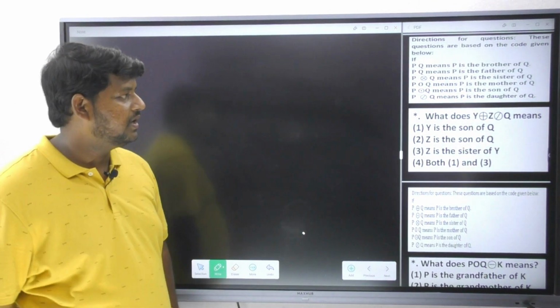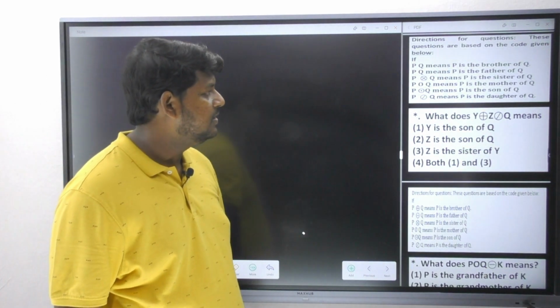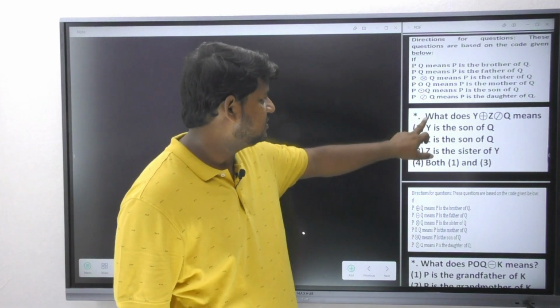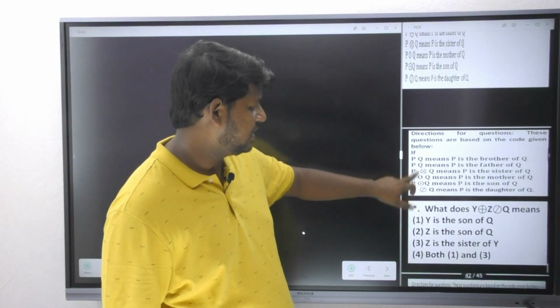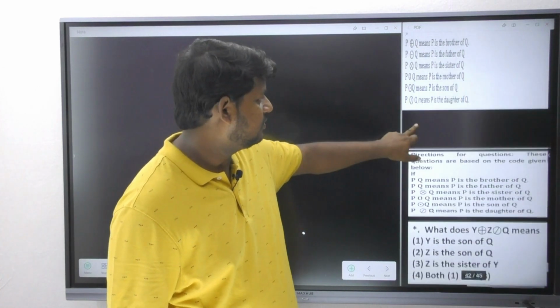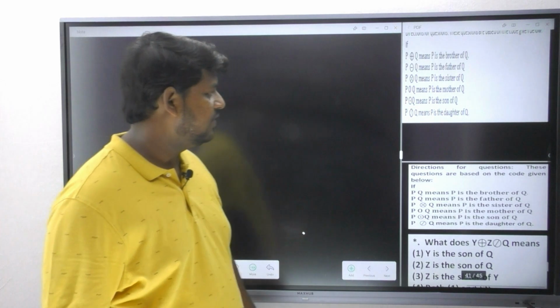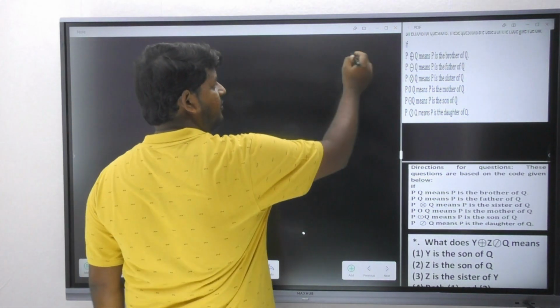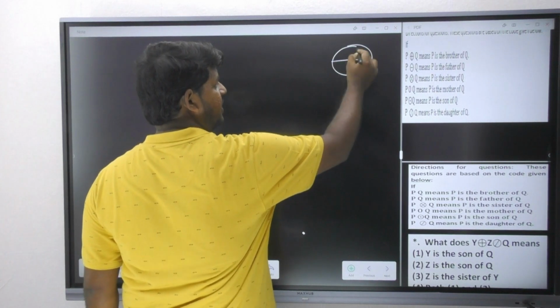Again, we have a different set of questions here. Now I've got questions. Symbols are not given over here properly. I've got symbols over here. I hope you can see that symbol. Now let me draw it for you so that it's going to be very clear.